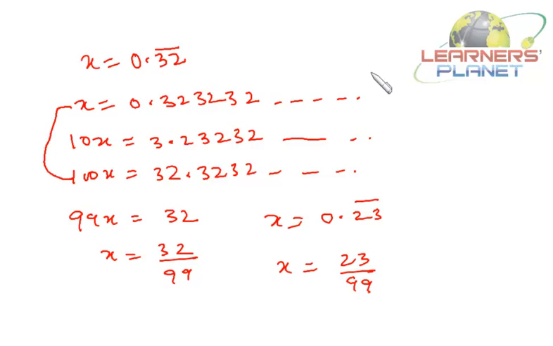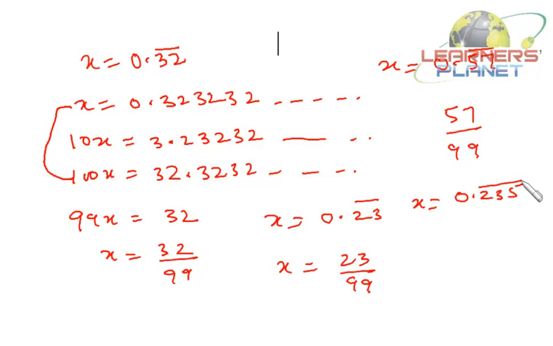No need to calculate. Suppose I have x is equal to 0.57 bar. So it will be 57 by 99. Suppose I have x is equal to 0.235 bar. Then it will be 235 by 999. No need to calculate. Okay, friends?